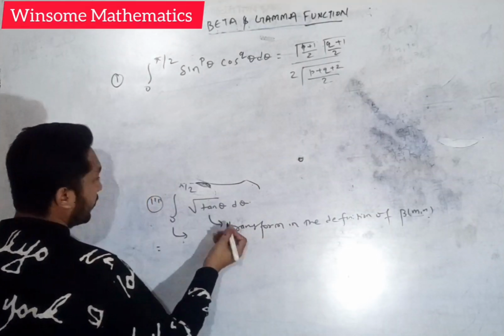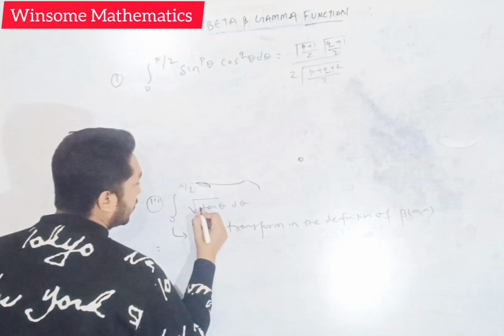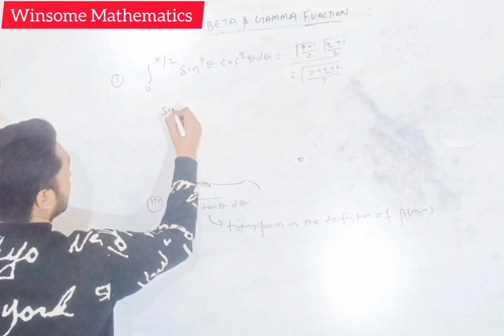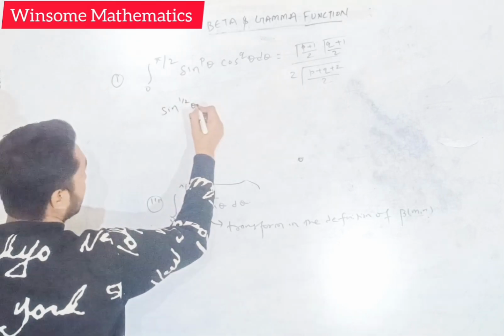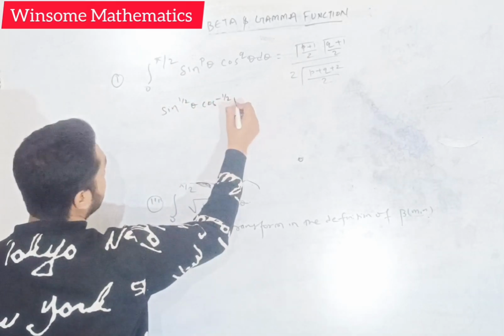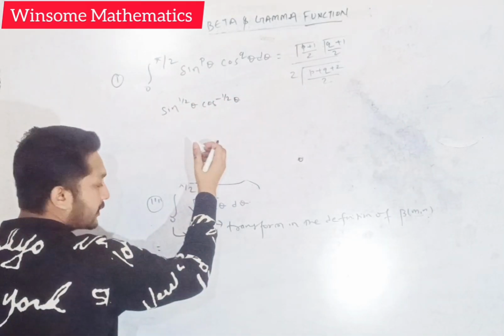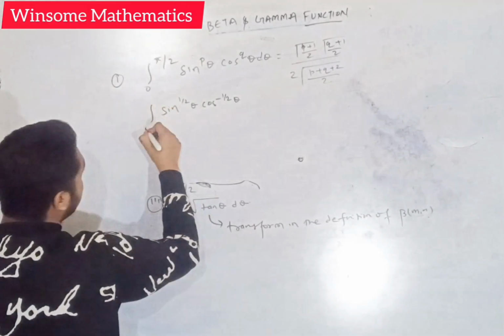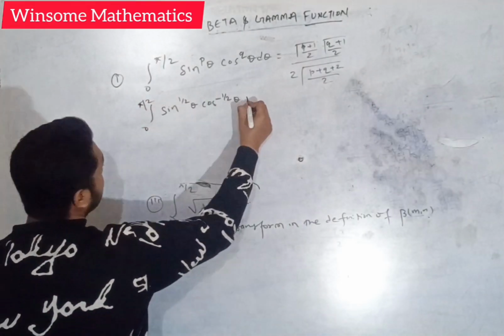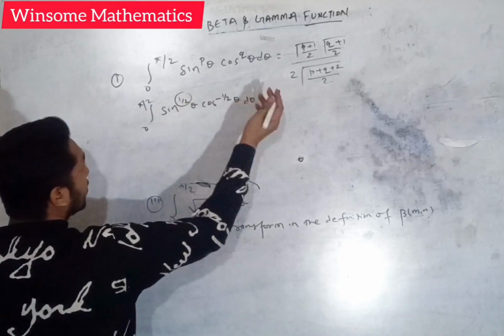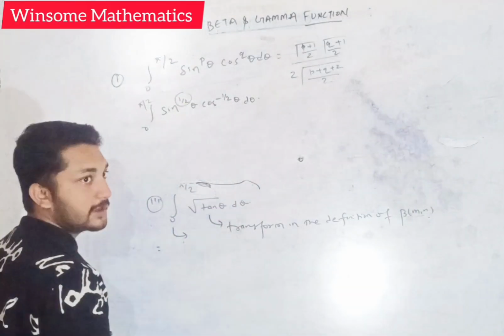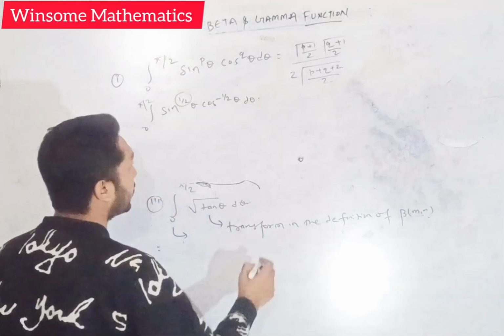So how to transform it? Root under tan theta, that is sine 1 by 2 theta. Clear? Cos minus 1 by 2 theta, because cos is in the denominator. So we can easily write it, 0 to pi by 2 d theta. And this is 1 by 2 plus 1, 1 minus 1 by 2 plus 1, again this is p, this is q. So simple, you can write.